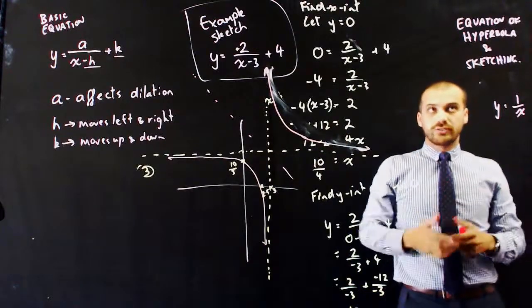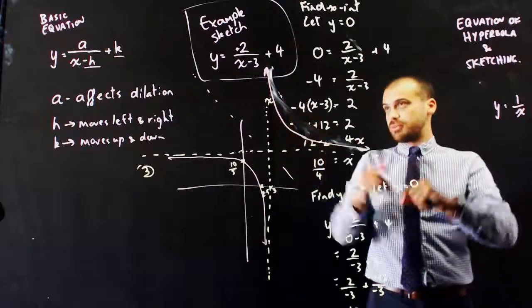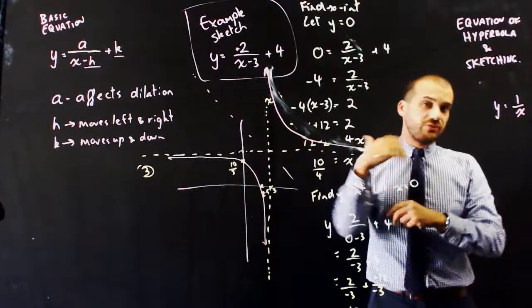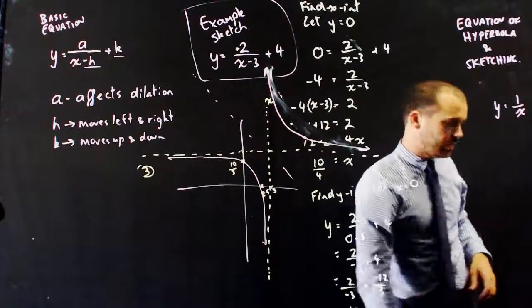Alright, that's the equation of a hyperbola. I've sketched a hyperbola there. Find the asymptotes, find the x-intercept, find the y-intercept. That's it.